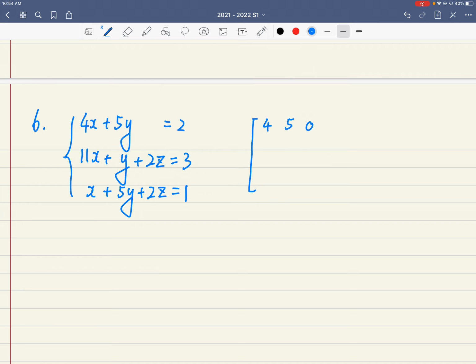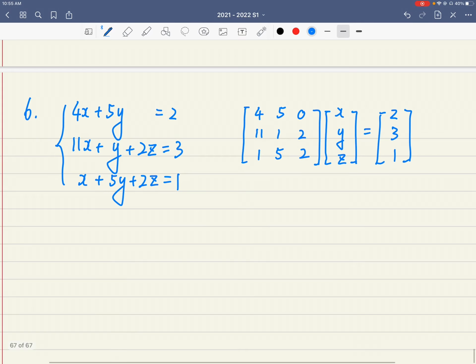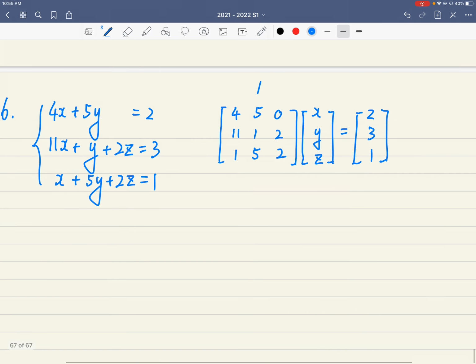which is much easier. First, for the left-hand side, we can separate the coefficients from the x, y, z. We separate the coefficients from the xyz, and on the right-hand side, we put it down here. Now let's call this coefficient matrix A.